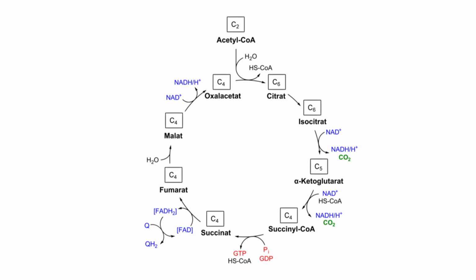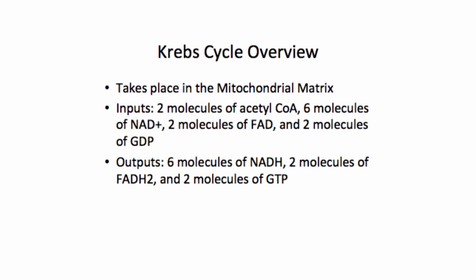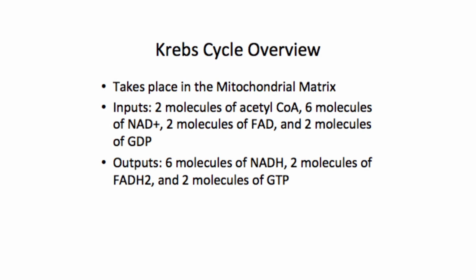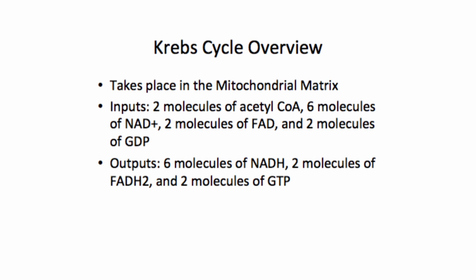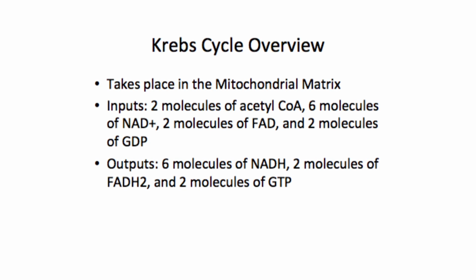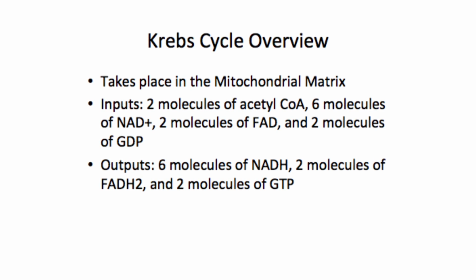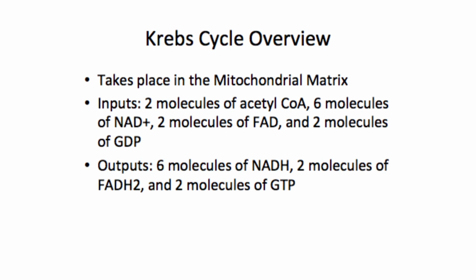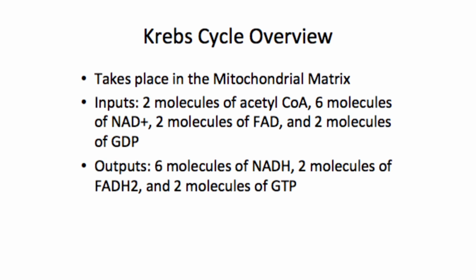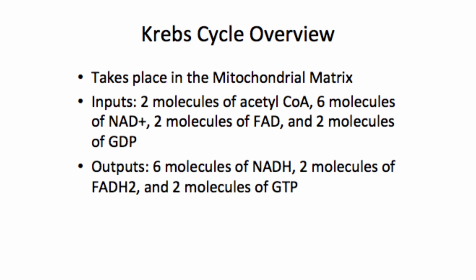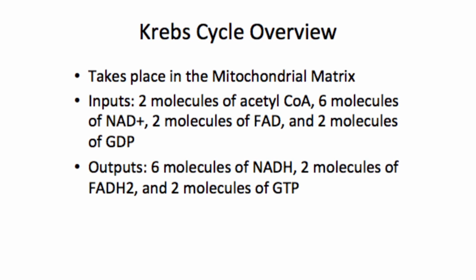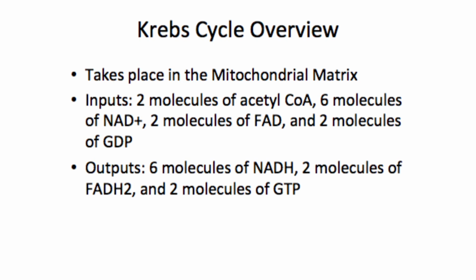Thus, the important things to remember from this stage are 1. It takes place in the mitochondrial matrix. 2. The inputs are 2 molecules of acetyl-CoA, 6 molecules of NAD+, 2 molecules of FAD, and 2 molecules of GDP. And 3. The products are 6 molecules of NADH, 2 molecules of FADH2, and 2 molecules of GTP.